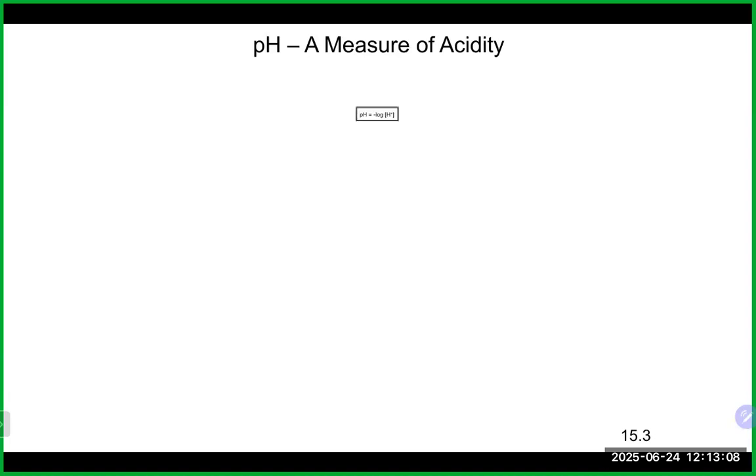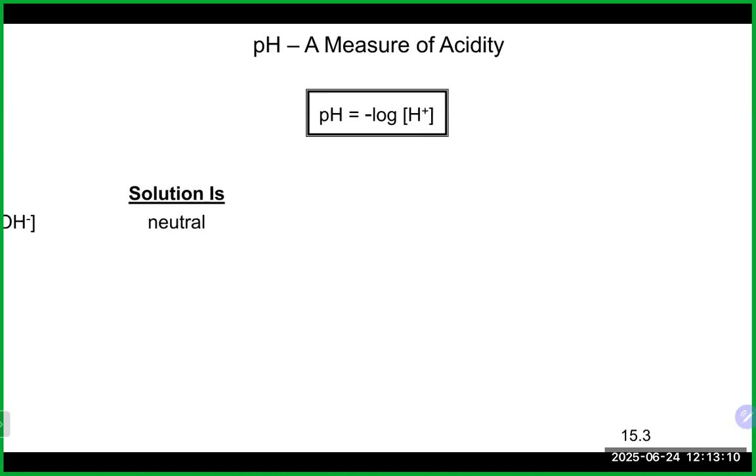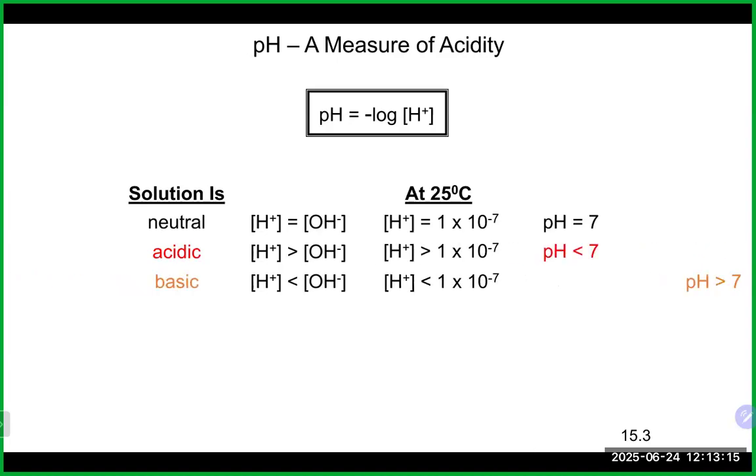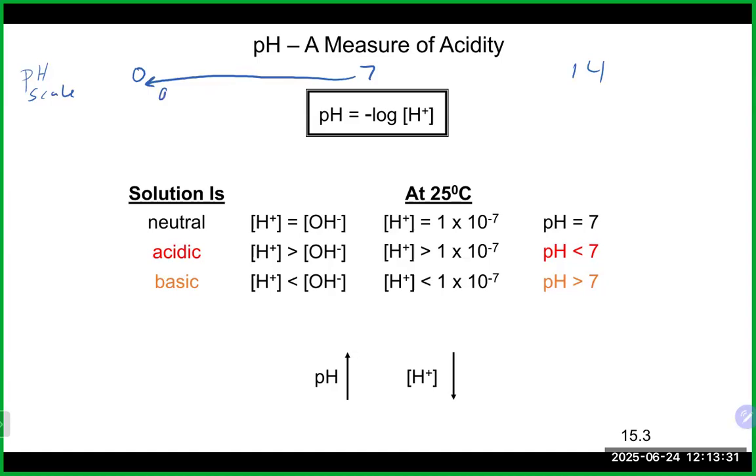All right, the next measure of acidity is pH, and pH is a lot of times what we look at in terms of whether something is acidic or not. The pH scale runs from 0 to 7 to 14. Below 7 down to 0 is acidic. Above 7 up to 14 is basic. And dead on 7 is actually neutral.